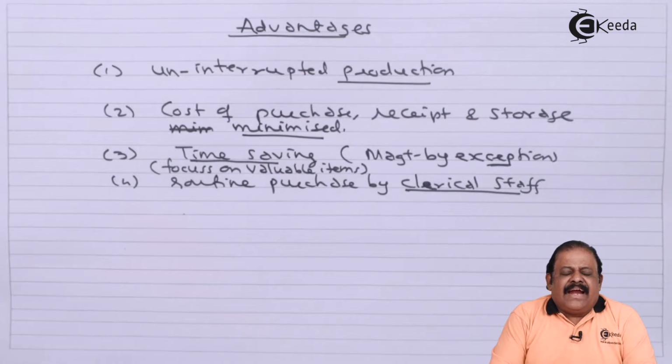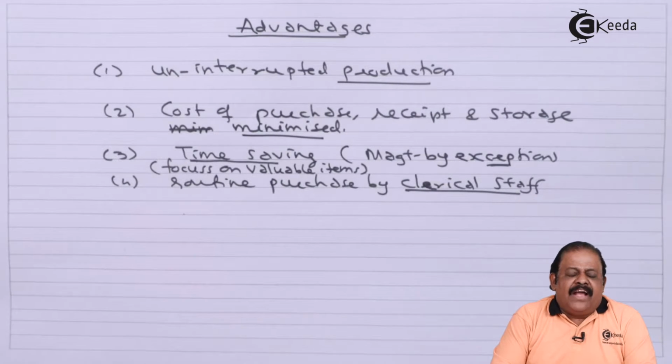Routine purchase by clerical staff. As the categories of the goods are determined, management can hand over the responsibility to buy stock relating to B or C category to the lower staff or clerical staff. They can handle the routine purchases. These are the advantages of ABC classification or ABC analysis.